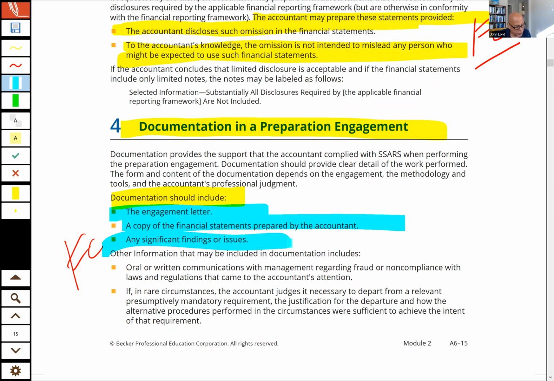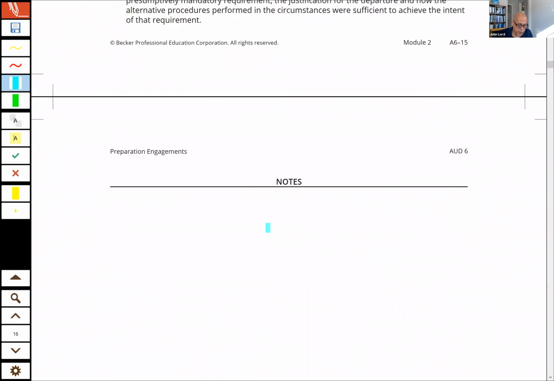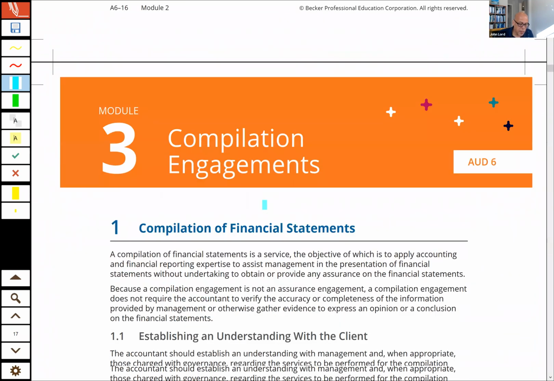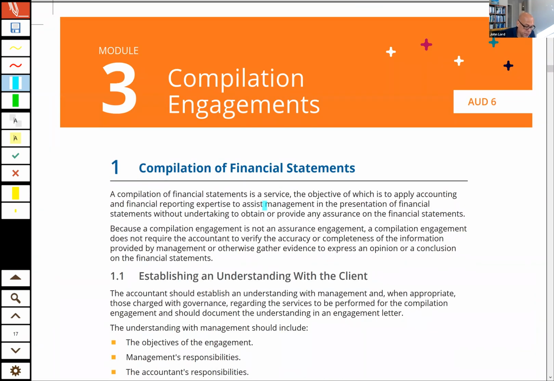Okay, question. Okay, good. Let's move to compilation. And we're going to see that the big difference now between a compilation and a preparation is what? Still no assurance. So that's the same. But now what are we going to do? Now we're going to see a report. We're going to issue a report.